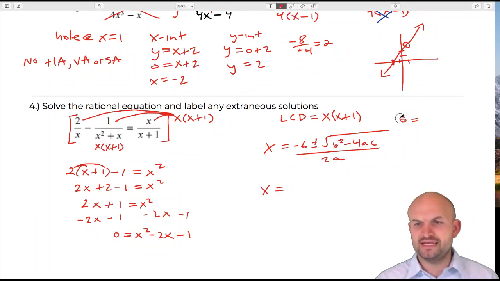But remember, the quadratic formula here comes from the ax squared plus bx plus c version.